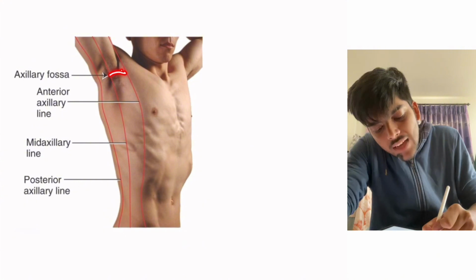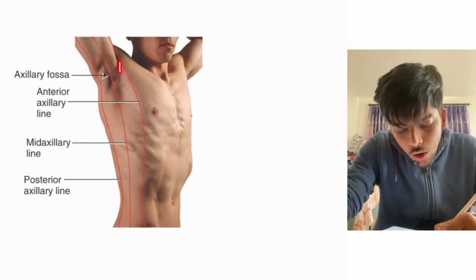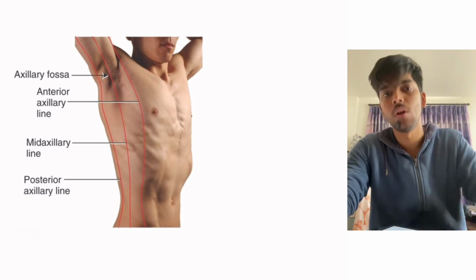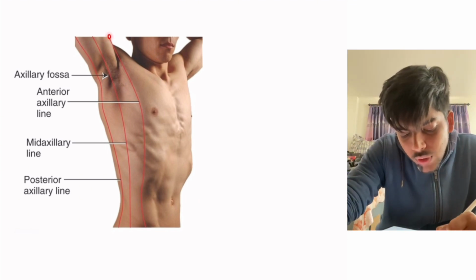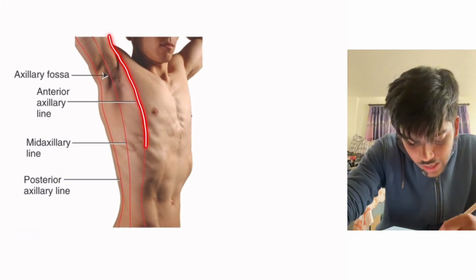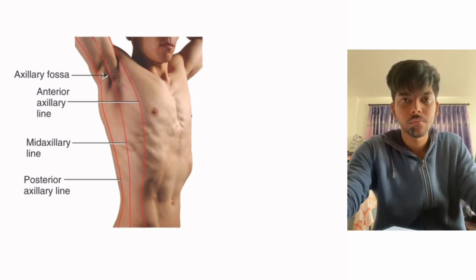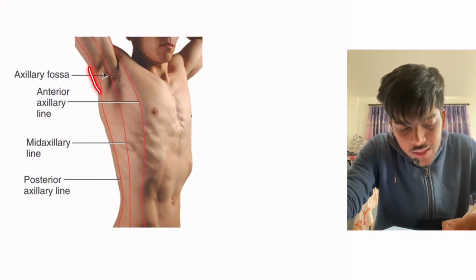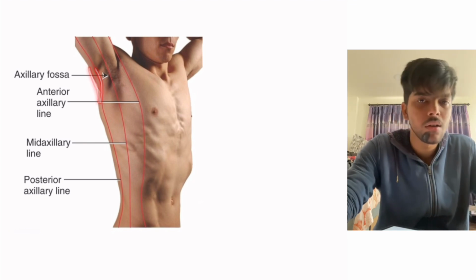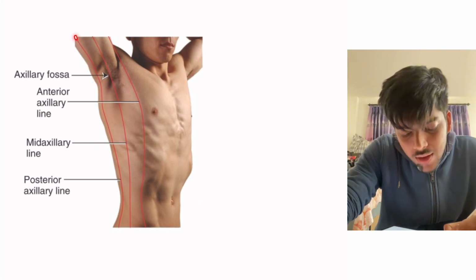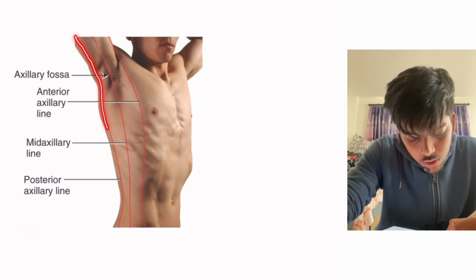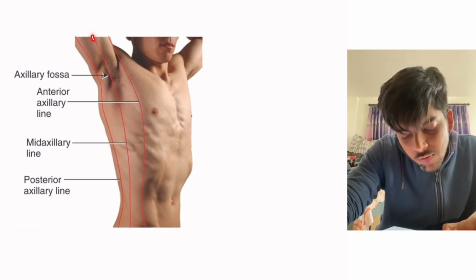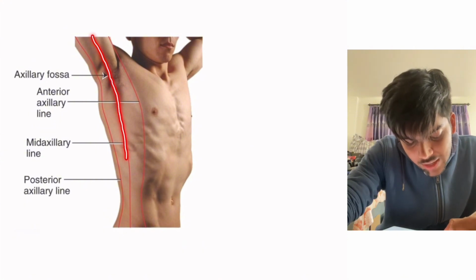In front of the axillary fossa, a fold of skin is present, which is called the anterior axillary fold. And a line passing through the anterior axillary fold is called the anterior axillary line. Posterior to axillary fossa, a fold of skin is present, which is called the posterior axillary fold. And a line passing through the posterior axillary fold is called the posterior axillary line. A line passes through the middle of the axillary fossa, which is called the mid-axillary line.